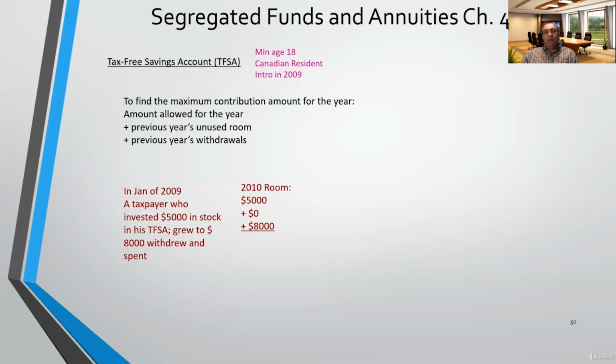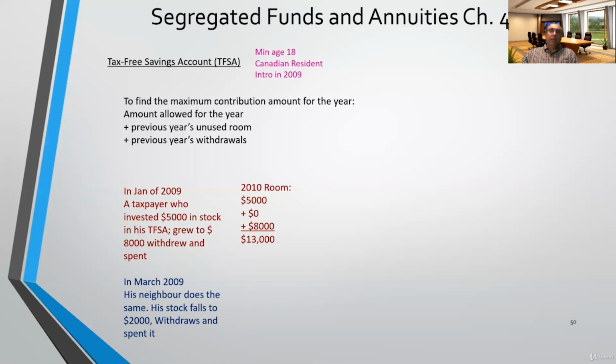So if you take out money from the TFSA, you cannot redeposit it in the same year. You have to wait till the next calendar year. That is just because the government does not want you to take your money in the TFSA and just buy and sell, buy and sell. It should be one time like that. So now the room for this person would be $13,000 to put into the TFSA.